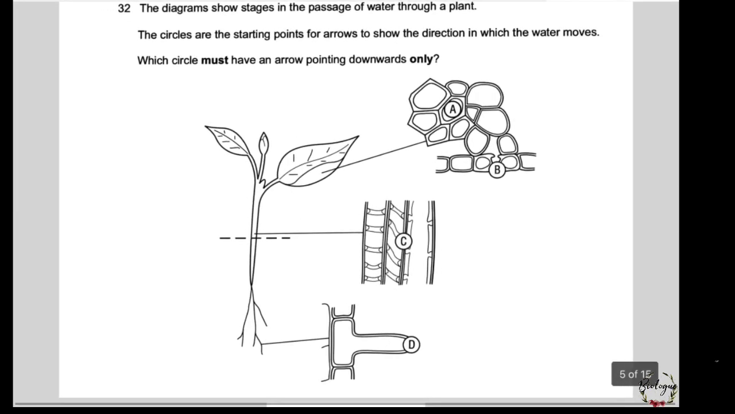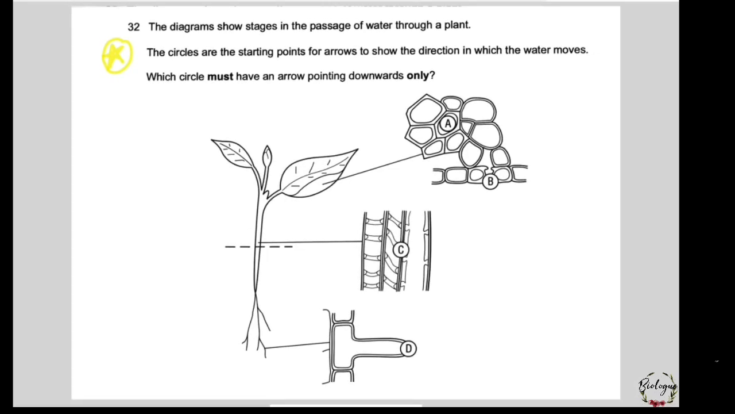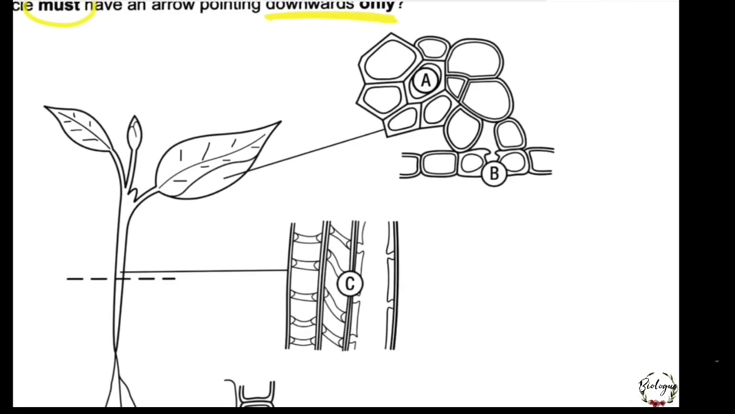Alright, now this is a very good question. Make sure you put a star on this. Diagram shows the stages in the plant passage of water. These circles are the starting points for the arrows to show the direction in which the water moves. Which circle must have an arrow pointing downwards only? Downwards only. Alright. So now let us look at each case.